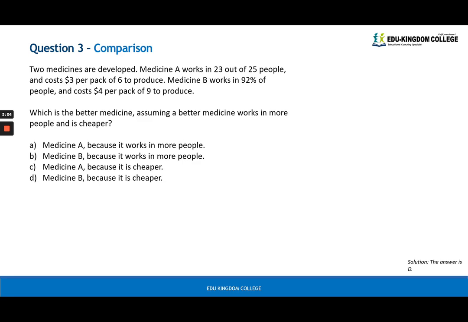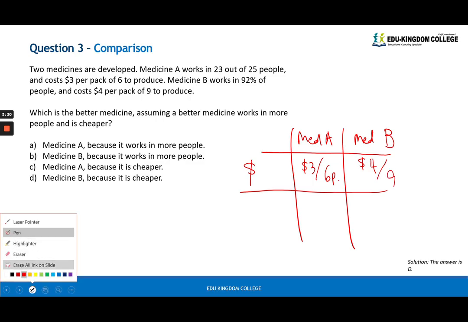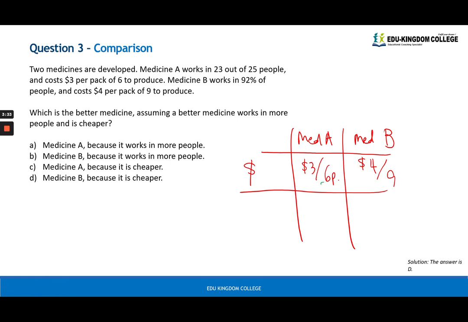Okay, 3, we are doing a comparison. So in our comparison, we always set up a table, okay? We have medicine A and medicine B. Now, the first one is the cost, right? Medicine A costs $3 per pack of 6, and medicine B costs $4 per pack of 9. We can simplify this to kind of make it even for us, right? So what about for 3 pieces? We divide it by 3 for B, so we get 4 over 3.